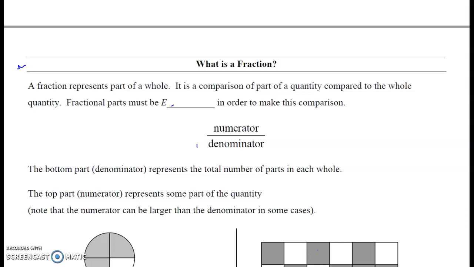Today we're going to look at what these fractions are, and the different ways that fractions can be represented in the way we write them. So what is a fraction? A fraction represents part of a whole. It is a comparison of part of a quantity compared to the whole quantity. So, part out of a whole. Fractional parts must be equal in order to make this comparison.